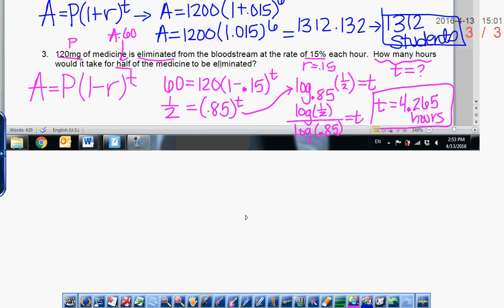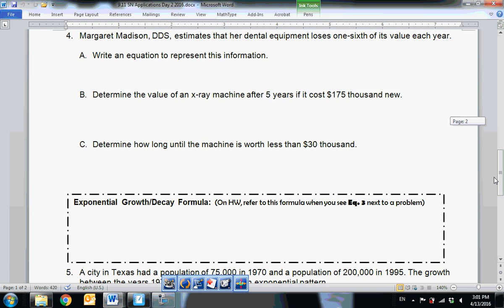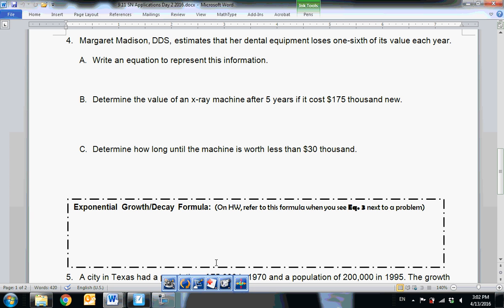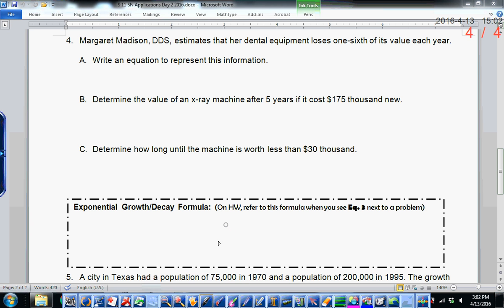All right, let's look at number 4. All right, Margaret Madison, DDS, estimates that her dental equipment loses 1/6 of its value each year. So again, we see that word value. That's a hint to us, okay? And loses tells us it's depreciating. Instead of using a rate as a decimal, they gave us a rate as a fraction. That's okay. Decimals and fractions work the same way, okay?